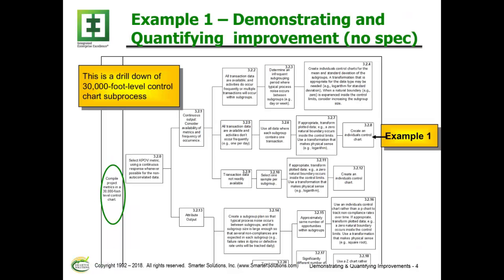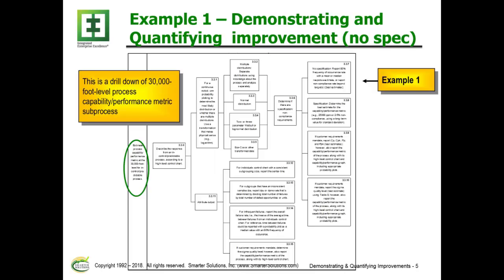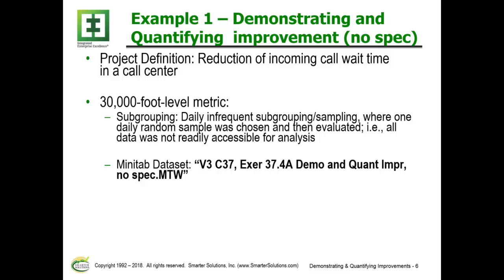Now what I'll do is talk about example one. In example one, we're going to be talking about creation of an individuals chart and looking at a situation where we don't have a specification. In this case, we have daily infrequent subgrouping sampling, where one daily random sample was chosen, then evaluated.